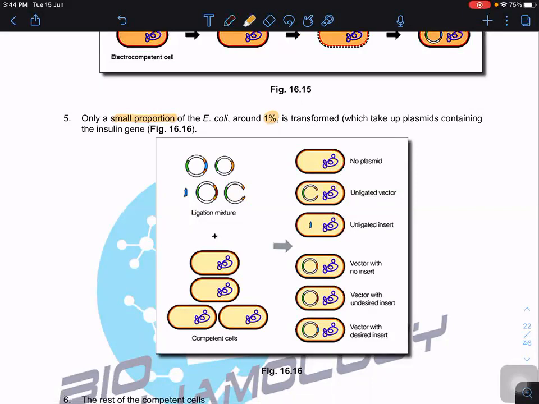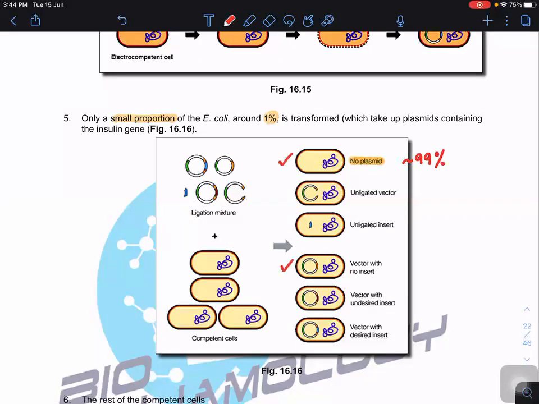First, we're going to talk about no plasmid. It means that when we heat shock it, 99% won't have plasmid. Are you clear? Or if you use electroporation, it's almost 99%, around 99% or 98%. Are you clear? Okay.